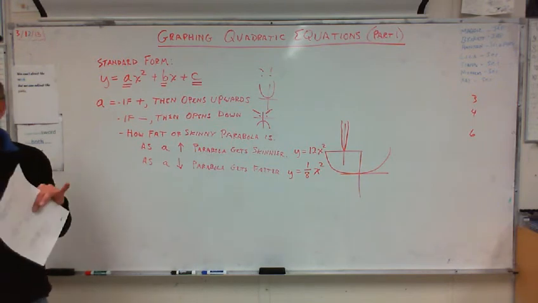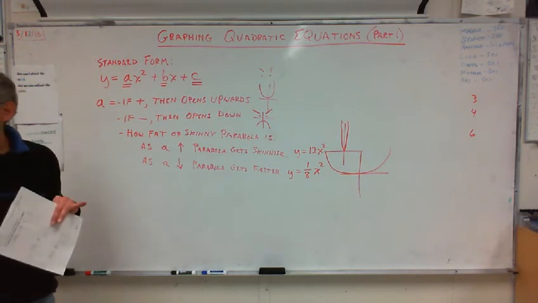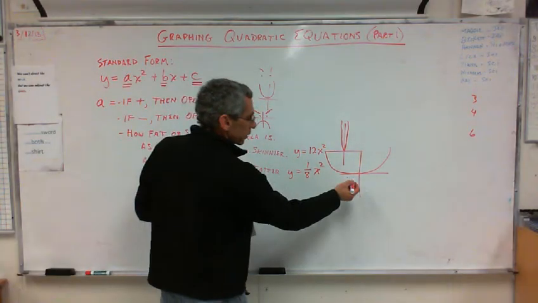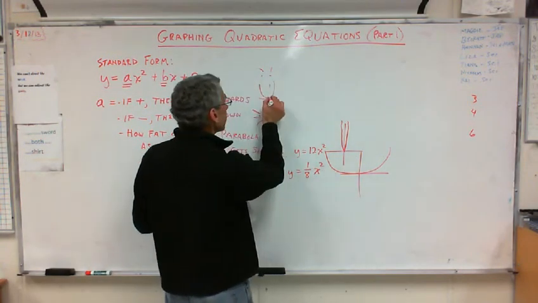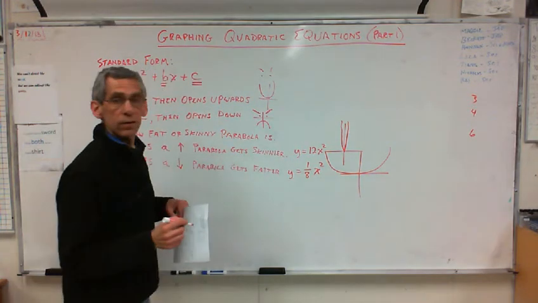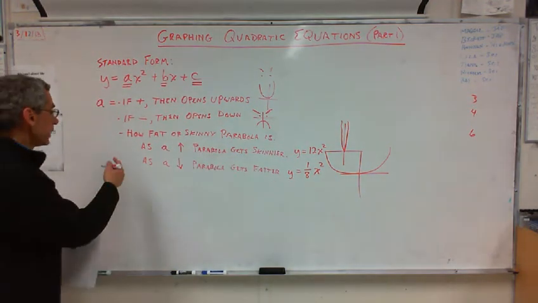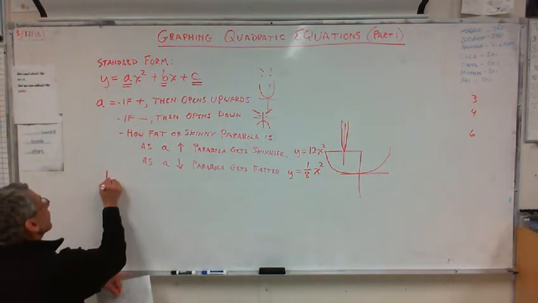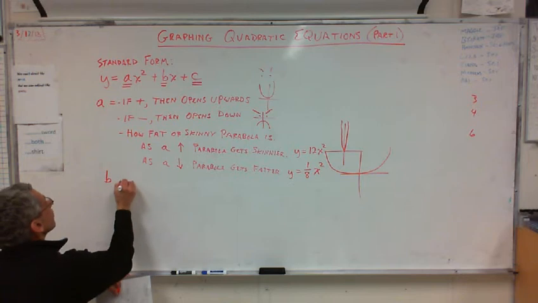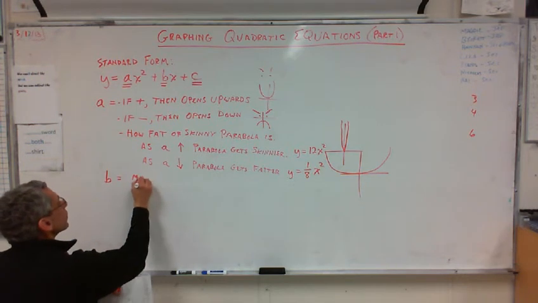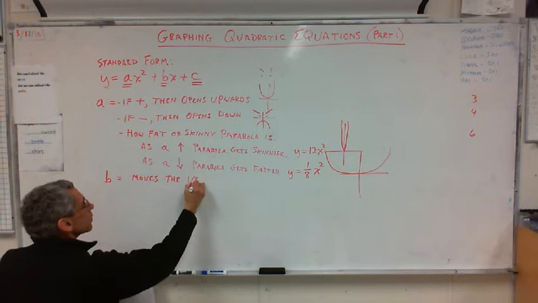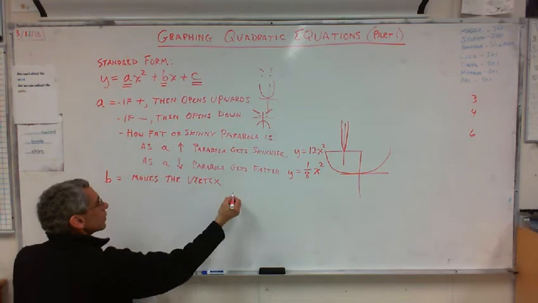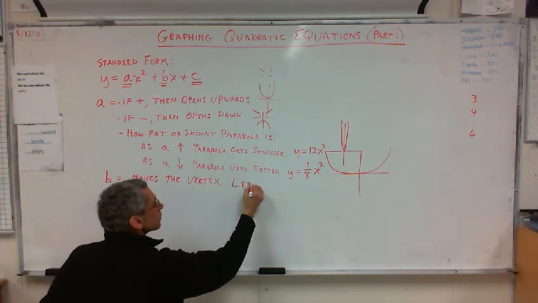b is what moves the vertex. You guys know what the vertex is? The vertex is this little point, right? It's the little point here where it changes directions. That, right there, is the vertex. b moves the vertex left or right.